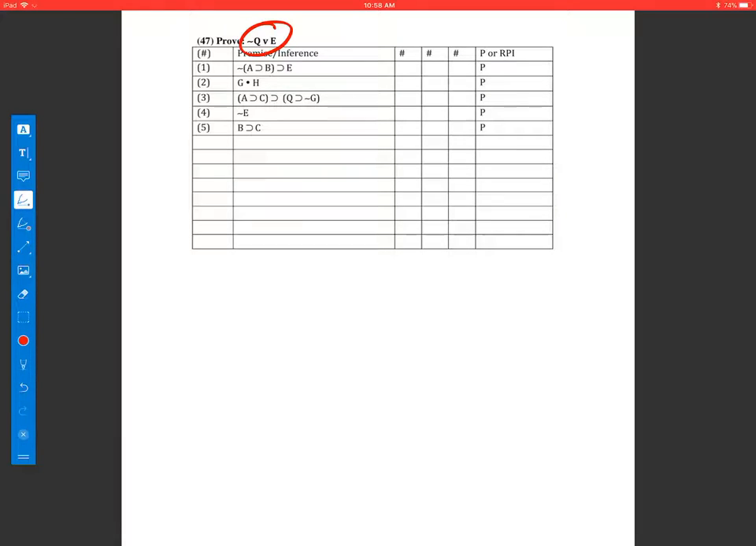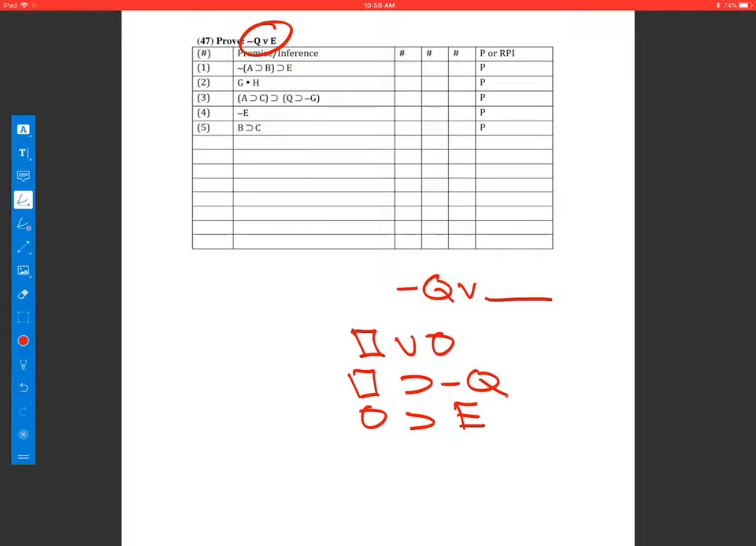So since I have to prove a disjunction, I have 2 strategies in mind. One is get a not Q and then simply add on the or E. The other strategy is look for both of those disjuncts in the consequents of conditionals. So I'd be looking for then not Q and then E, because if I could find those and I could find this disjunction, I could get not Q or E by constructive dilemma.